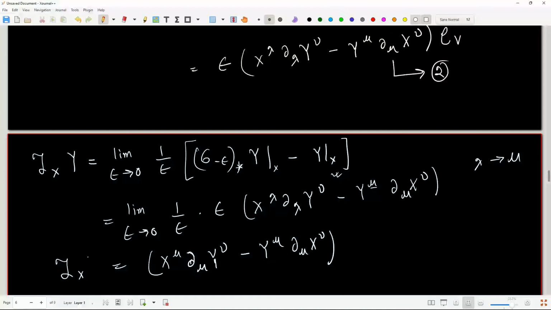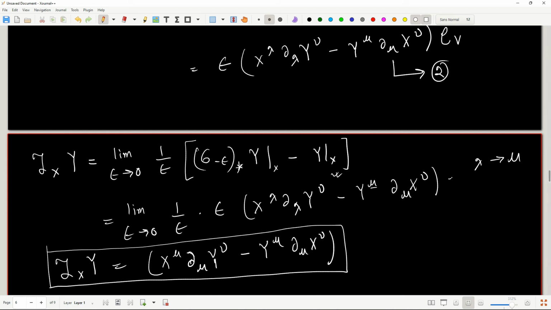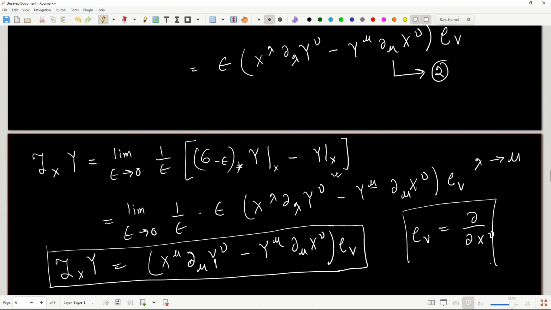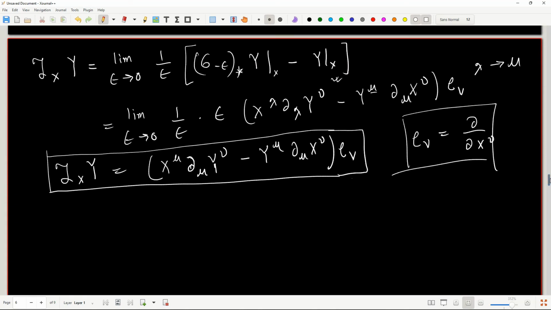This is my Lie derivative of y with respect to x, along the direction of the flow of the vector field x. Again, E nu is just this guy. And you can even see that this Lie derivative is also a vector field, where this is the component.